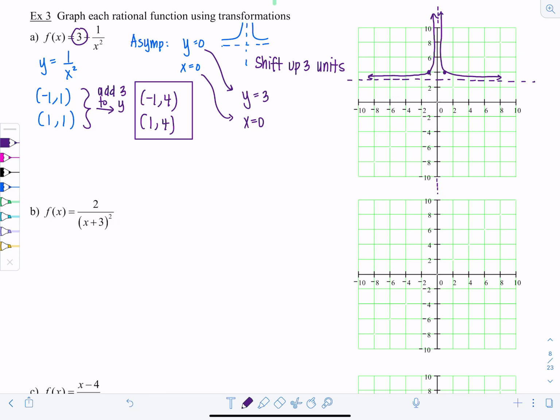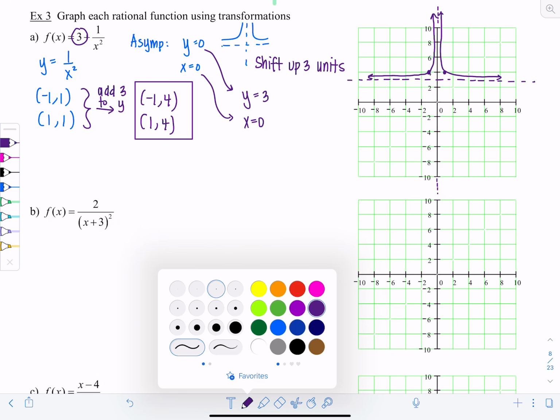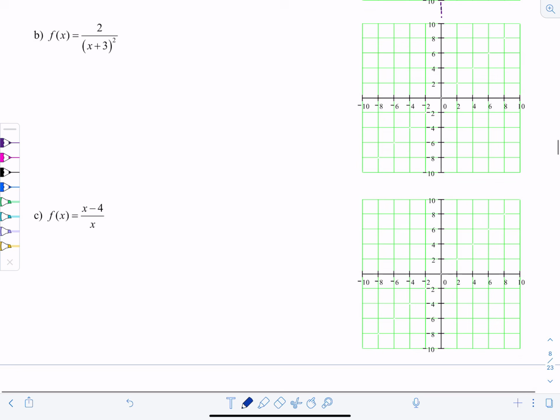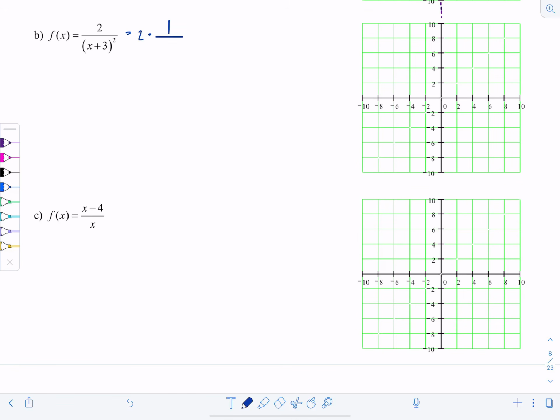All right, moving on. Example B, f of x equals 2 over x plus 3 squared. If it's easier, I kind of want you to think of this as 2 times 1 over x plus 3 squared, if it's going to help you recognize the transformations. Because notice this is a stretch by 2, and then this takes the graph and shifts it left 3 units. So I'm going to list that out right now. We're going to stretch by 2, and then shift left 3.